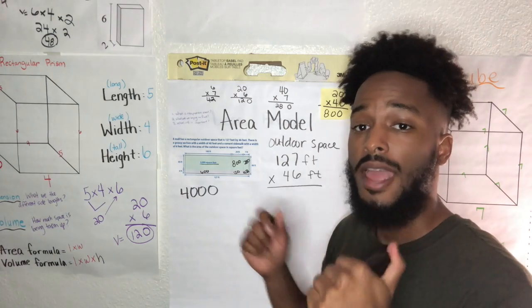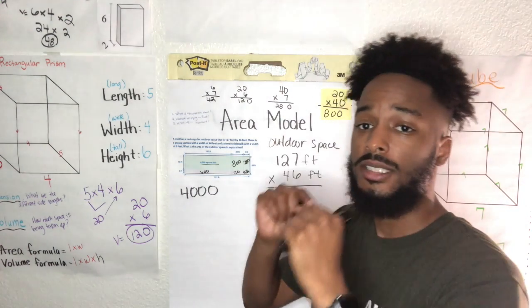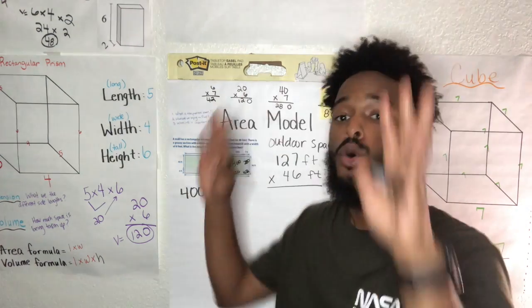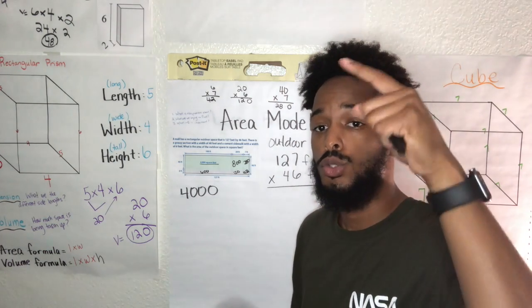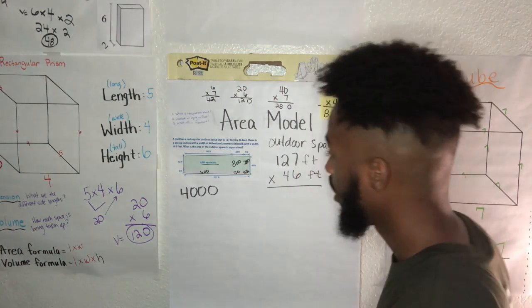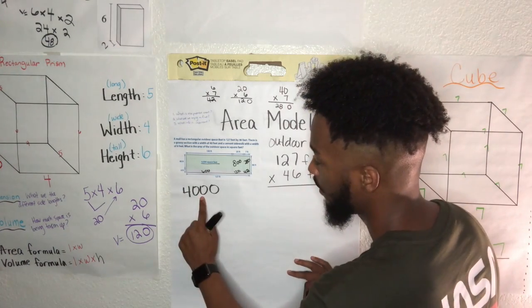And we learned when we did area, right? Those are the pieces that add up to the total product, right? And we get product by multiplying two factors, okay? So I've got 4,000 here.